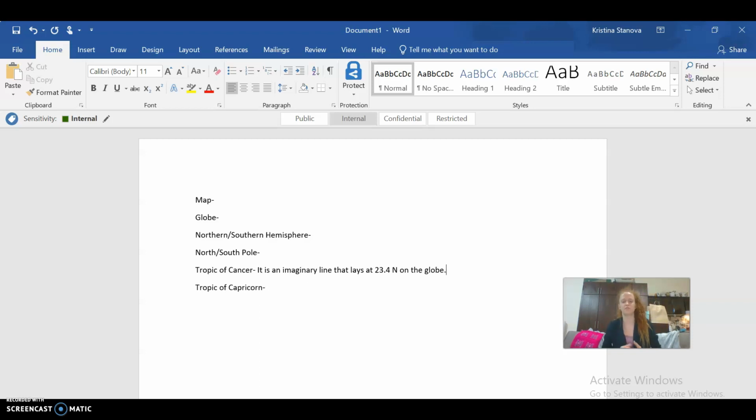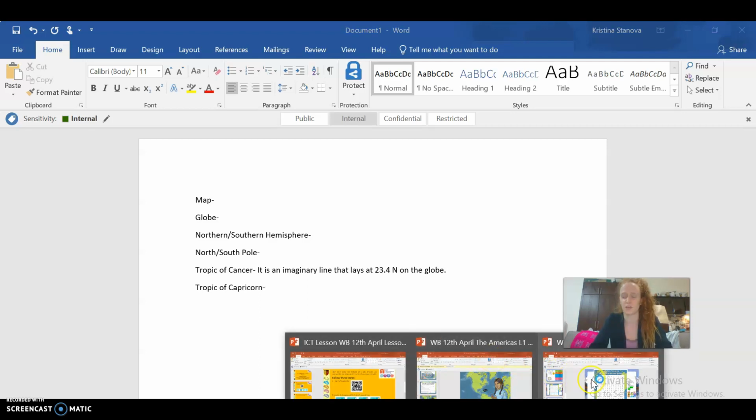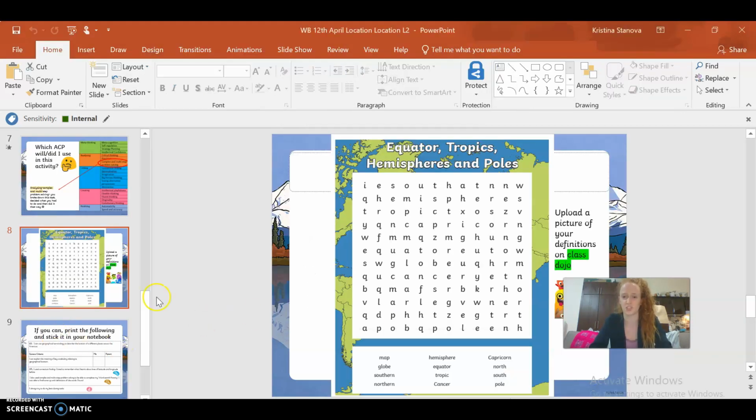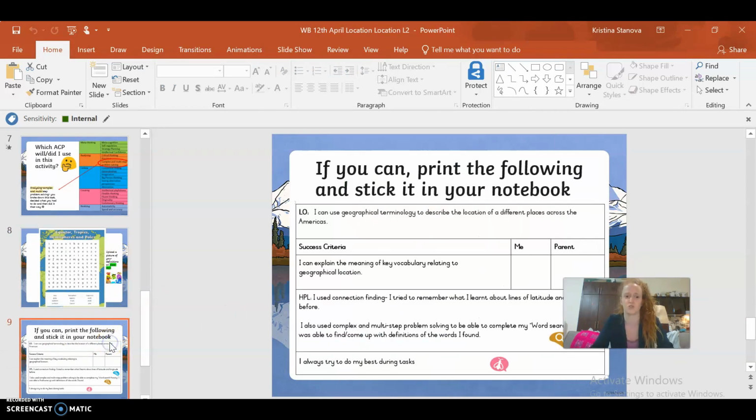You will have to find, write down, and define all of these words. Please don't just submit your word search, how you found the words. That's incomplete work. You need to write those definitions, take a picture of both in one picture, and upload on ClassDojo. All right, the last task to do, of course, lesson reflection. Please, if you can, print this out, stick it in your notebooks, and please color accordingly.